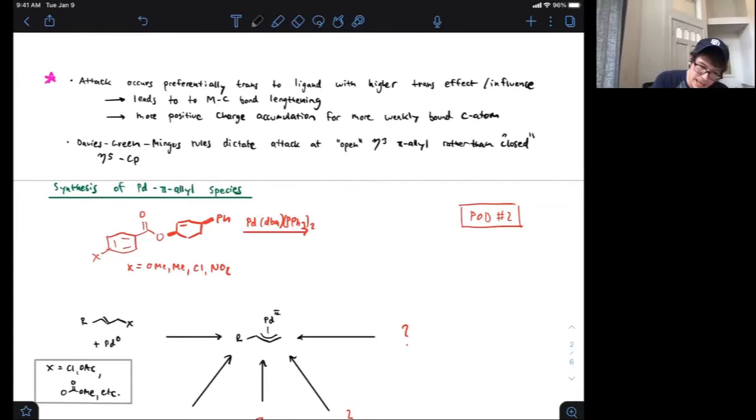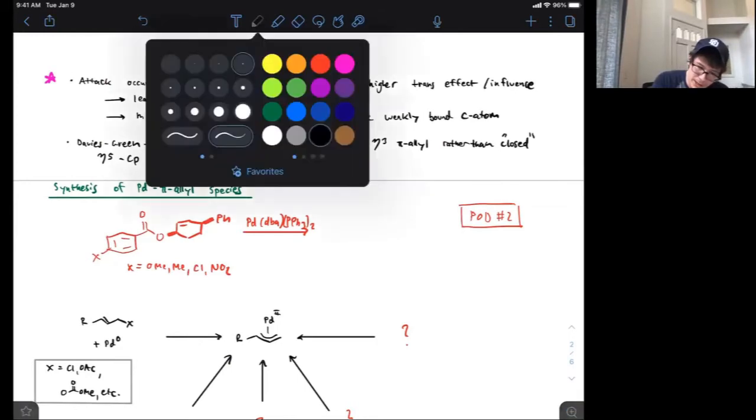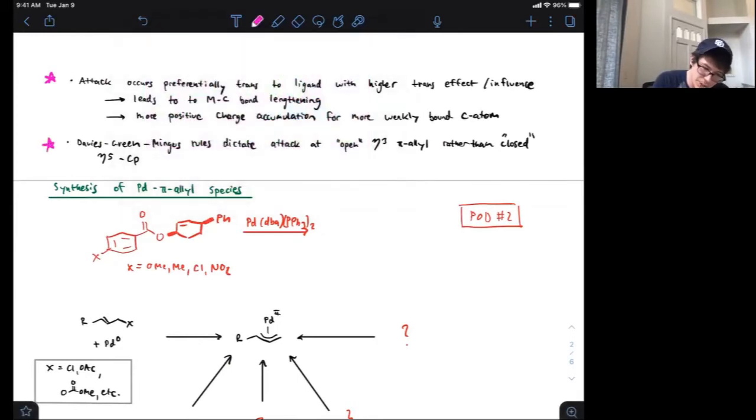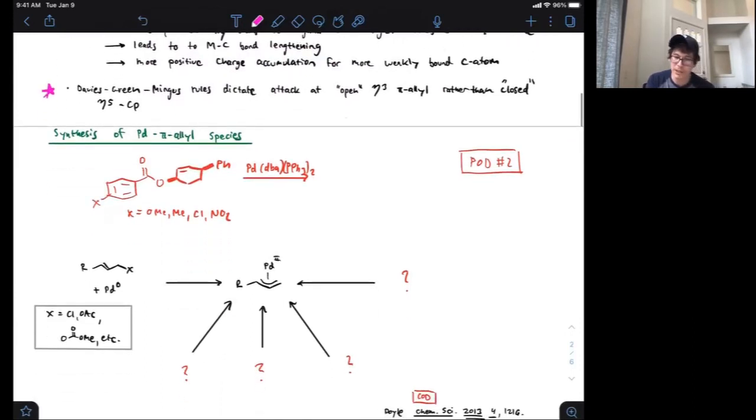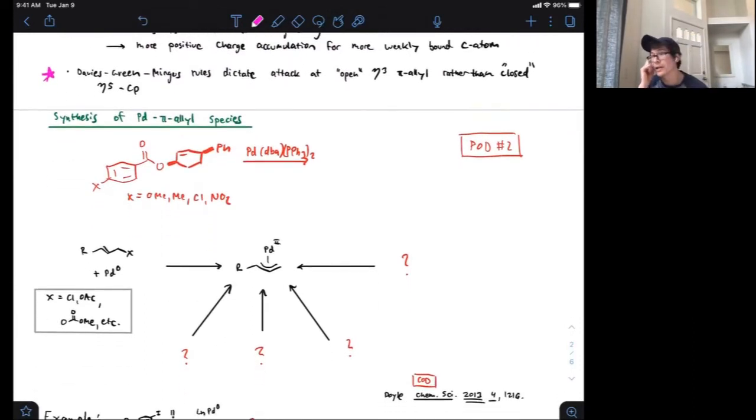And then Dan correctly spotted this potential competition between the eta5 Cp and the eta3 allyl, and again, these rules suggest that there's typically going to be a preference for open carbogenic fragments.